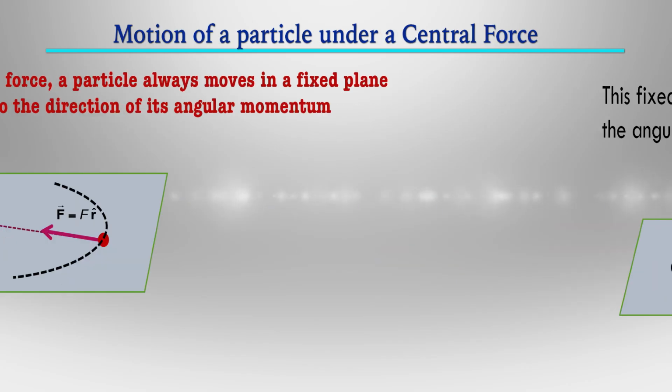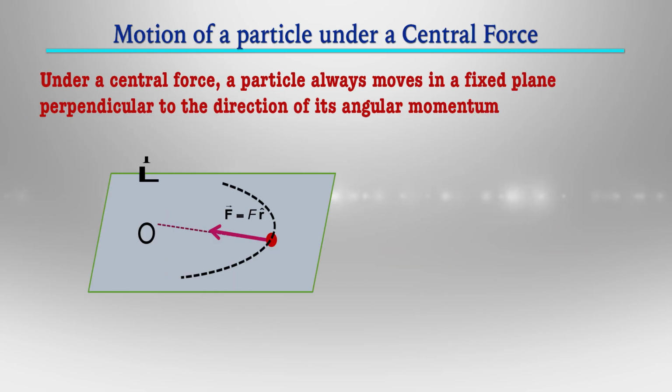So we can say that for a central force, a particle always moves in a fixed plane which is perpendicular to the direction of its angular momentum. This is a special property for the motion of a particle under a central force. So even without solving the equation of motion of a particle moving under a central force or a central conservative force, what are the two important things that you know about this motion?